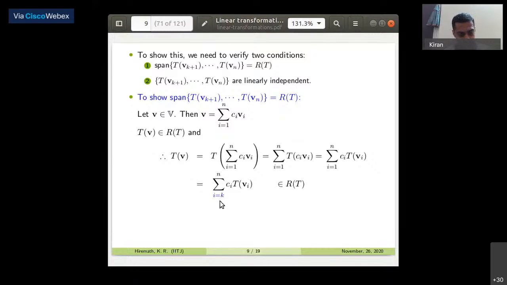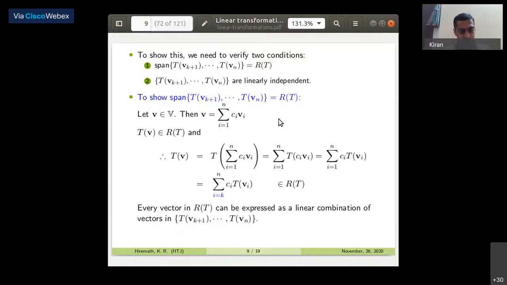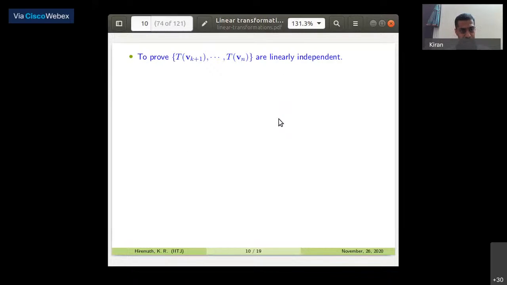And if I start with this and add 0, I can go back and I will see that it belongs to range of T. So what essentially we are saying is that every vector in range space can be expressed as a linear combination of these vectors. So we can say very well that span of these vectors is equal to range of T. But to qualify as a basis, we need to also show that they are linearly independent.